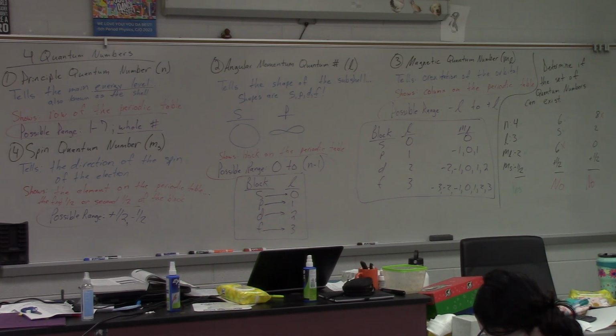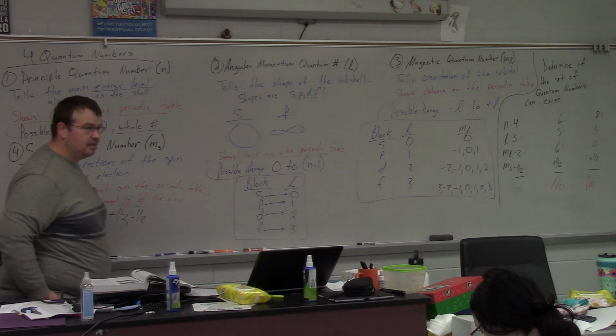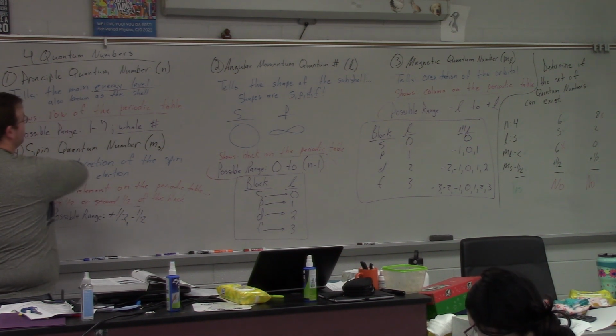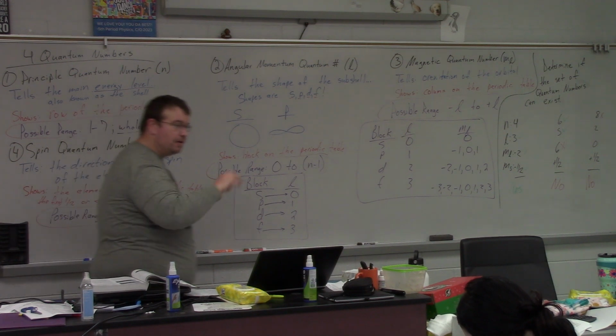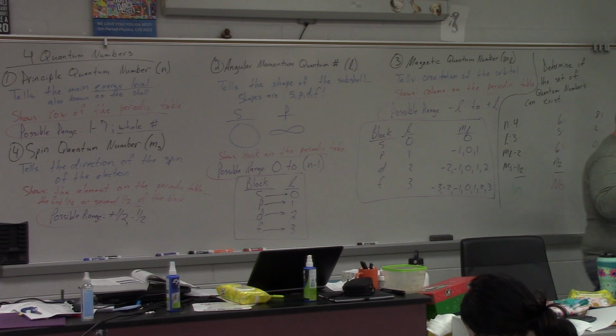You have to know the conceptual parts. That's why I spend time on it here in class. It's not just about the application. I want you to be able to apply it, but you also have to know what these things are telling us. These four numbers combine to give us the orbitals and the locations of the electrons inside of orbitals. And it just keeps narrowing it down.